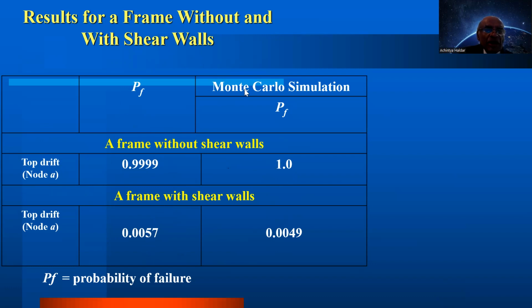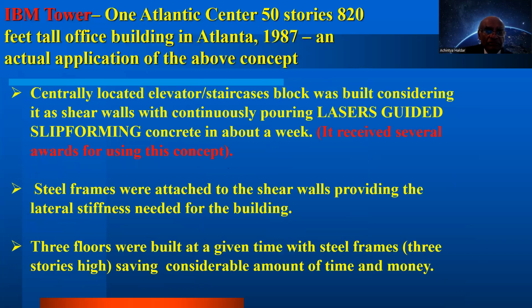So here I'm showing if I use different material intelligently, I can get the behavior I'm looking for. Now, when I was at Georgia Tech, I used to teach there. They built IBM Tower. It is a 50-story high building built in about 1987.